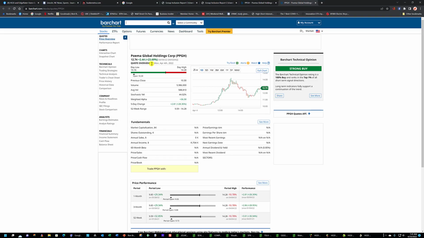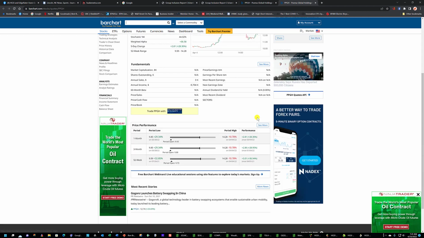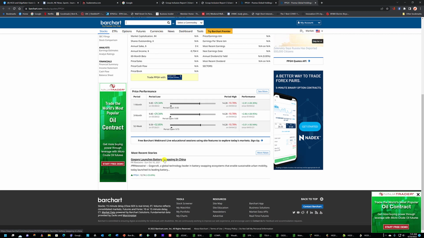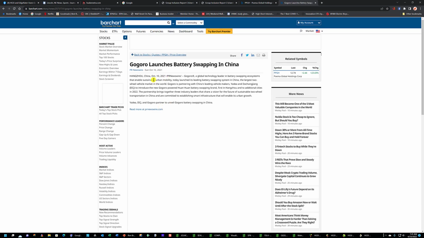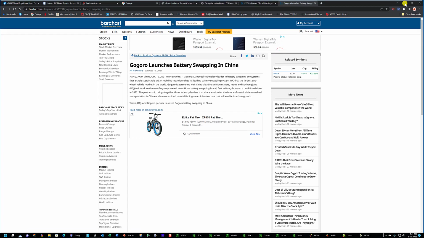There it is, and we can learn a little bit more about this. Has to be news on it. Strong buy, technical opinion. Here's a story. I don't know how to pronounce this. GoGoR launches battery swapping in China. So it's a Chinese stock, and that's what the news was on it today.